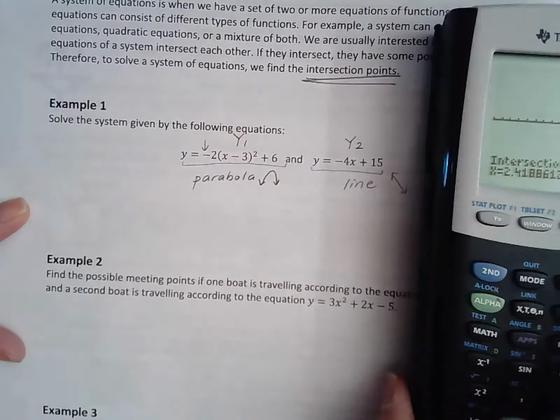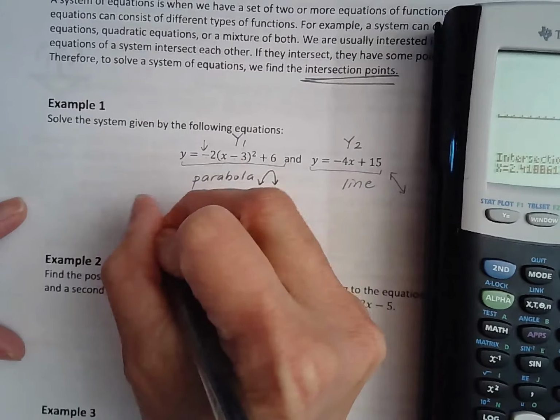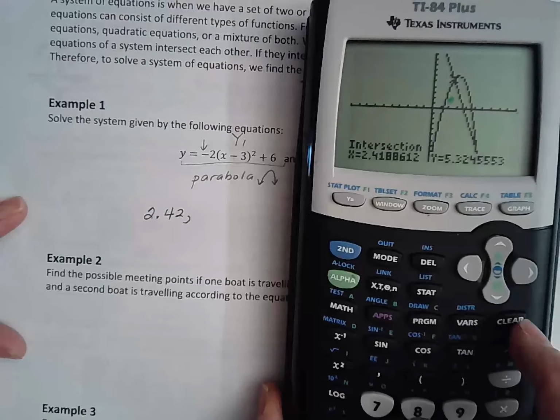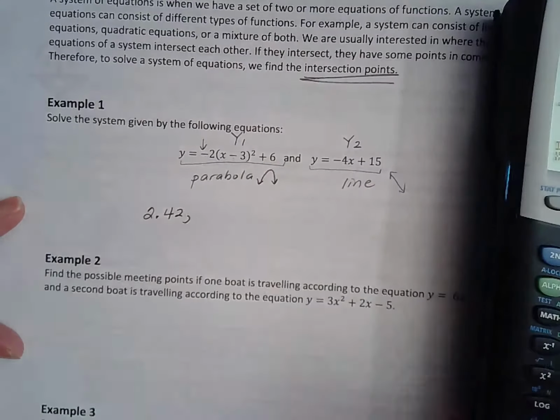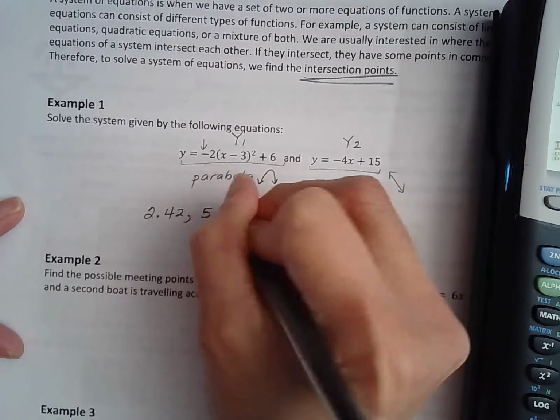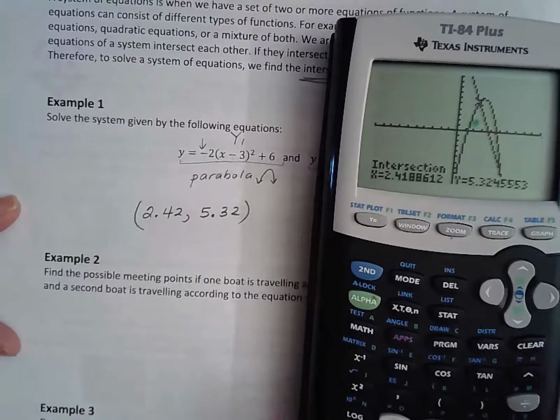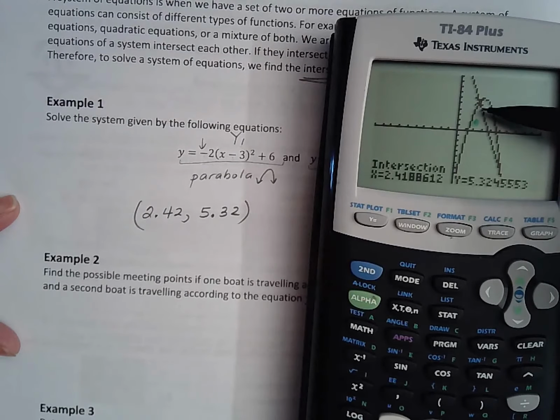The first point of intersection is 2.42, comma 5.32. That's the first intersection right there. Okay. So give it a try.